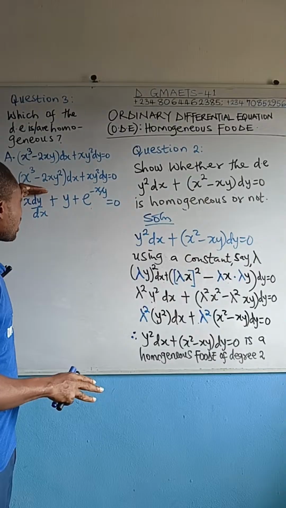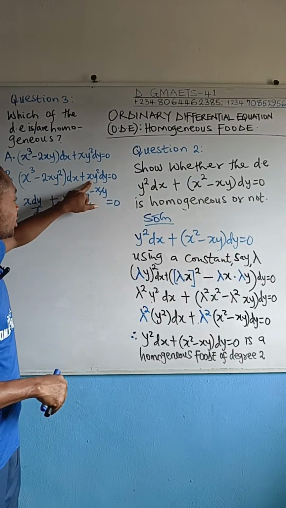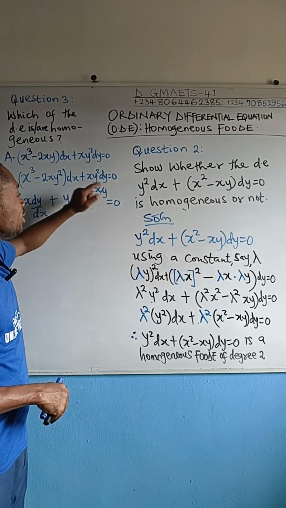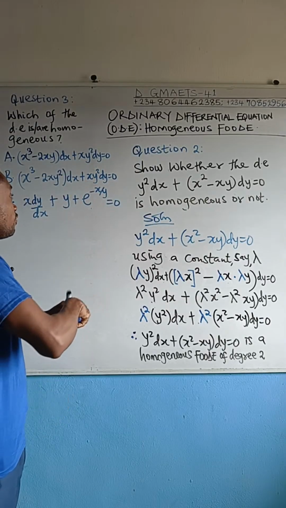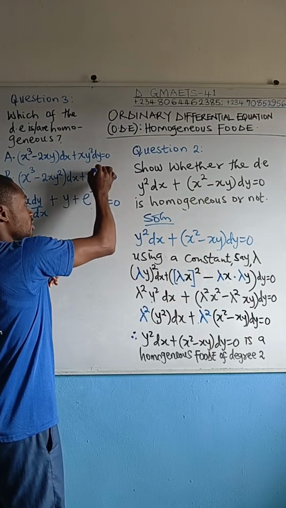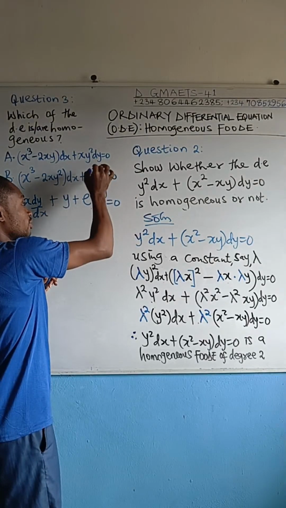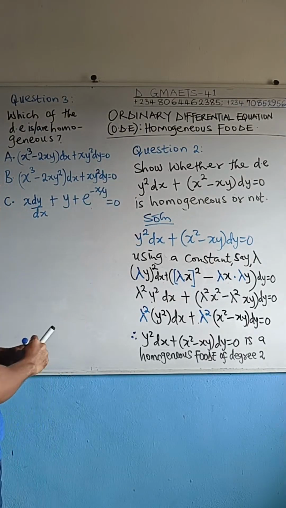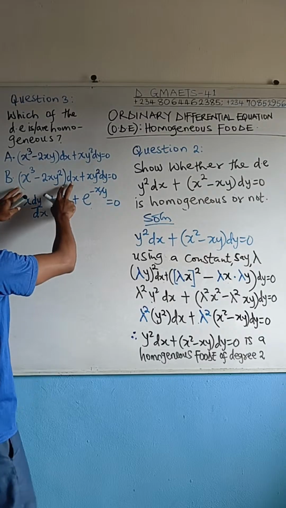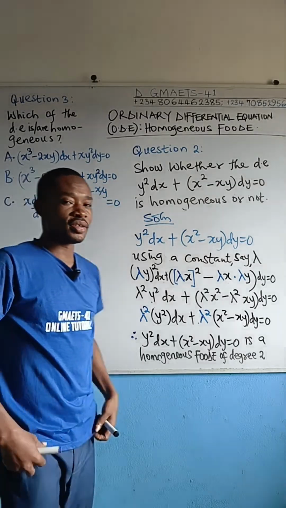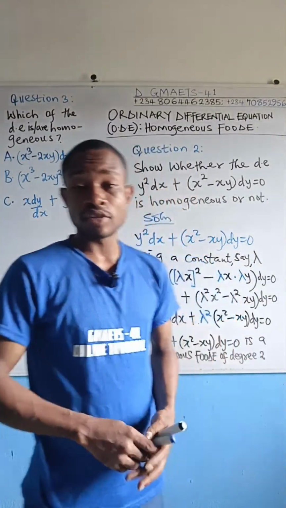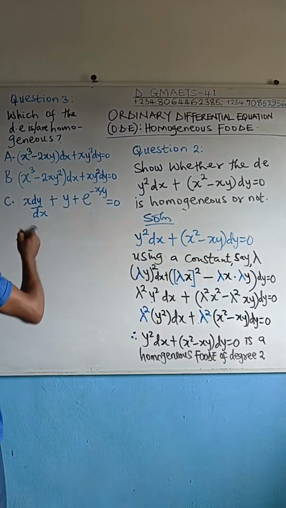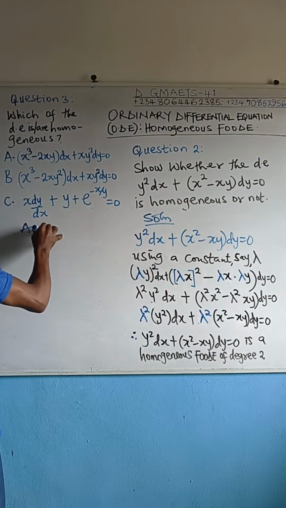Telling us that the dx part has degree 3. And then xy squared dy, this xy squared, 1 plus 2 is going to give you 3. So this is also degree 3. The dy part is degree 3. We can now conclude, since the dx part is degree 3 and the dy part is degree 3, then B is homogeneous of degree 3. Answer.